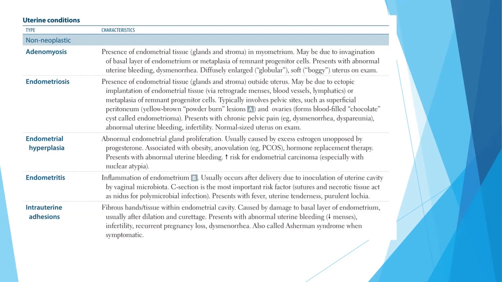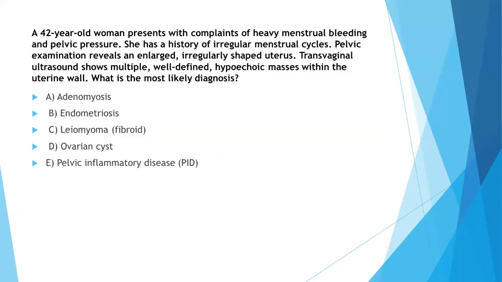Endometritis is when there is inflammation of the endometrium, usually occurring after delivery due to the inoculation of the uterine cavity by vaginal microbiota. Intrauterine adhesions are fibrous bands of tissue within the endometrial cavity due to some infections or previous surgeries, and it is also called Asherman syndrome when it is symptomatic.